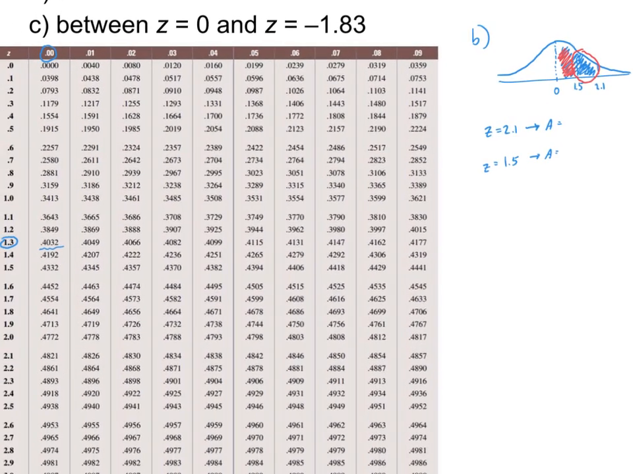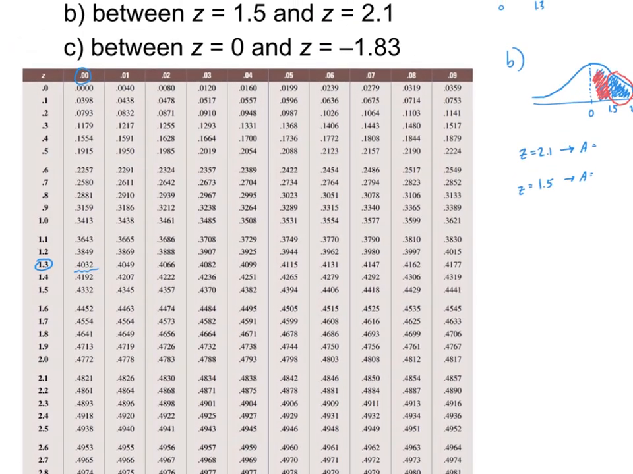So let's go over here. I need 2.1 and I need 1.5. Good, I was hoping I could keep them on the screen. All right, so 2.1 is right there. 2.10 is that number. So my area is 0.4821. And then 1.5 is right there, and there's nothing after the 1.5. So that's my area, 0.4332.